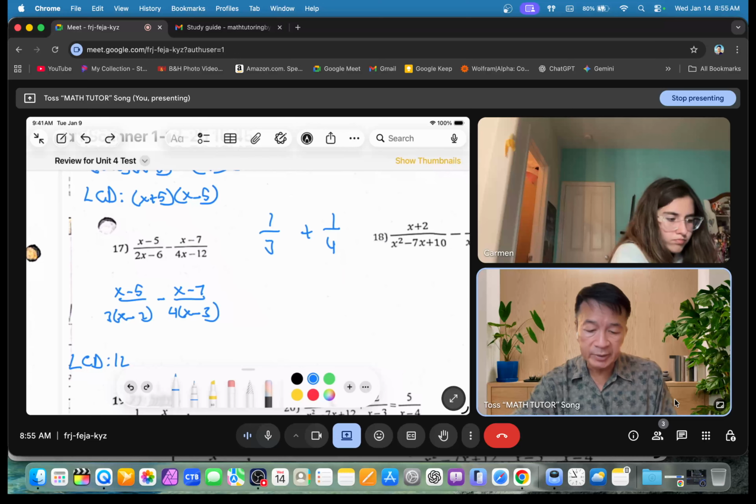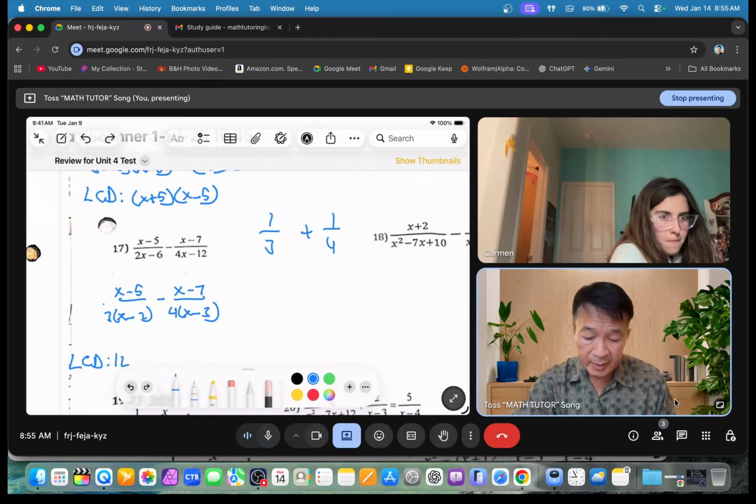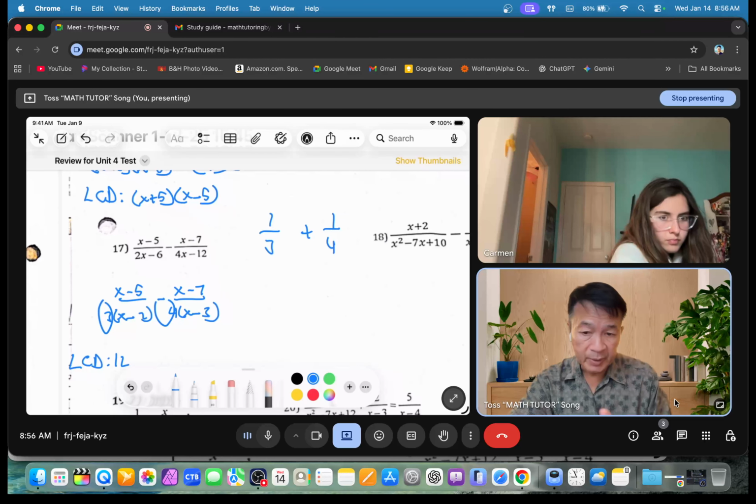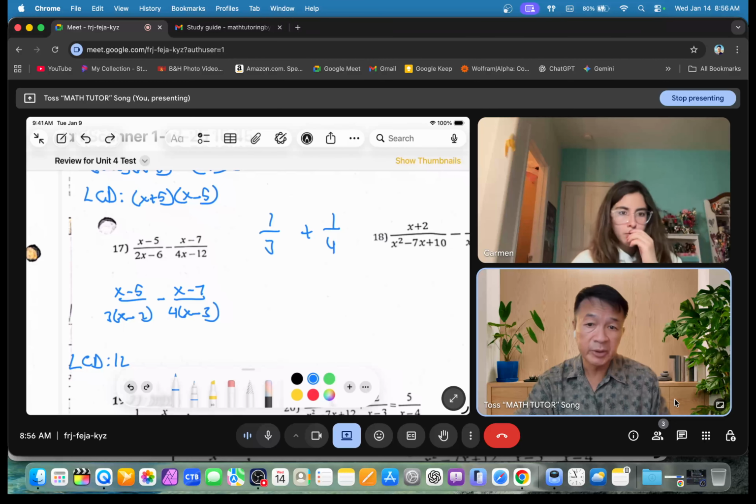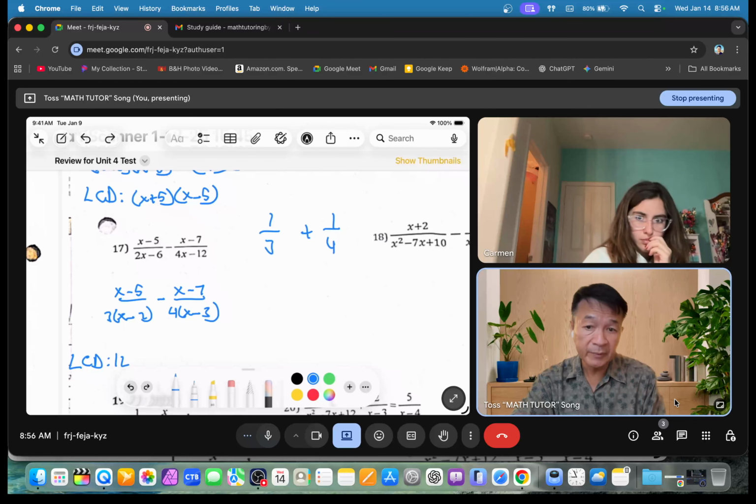So right now, the LCD for the number part between 3 and 4 will be 12. Just multiply them. If the bigger one cannot be divided by the smaller one, you multiply them. You can even write that down: for 3 and 4, if the bigger number cannot be divided by the smaller one, go ahead and multiply them. That will be the number part for the LCD.